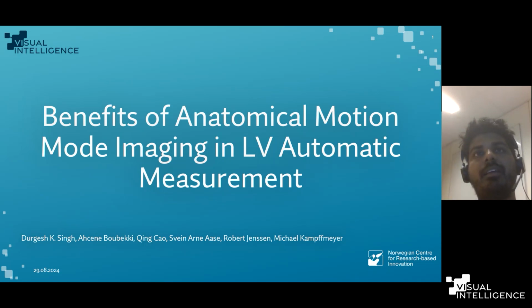But today I'll be presenting some updates, showing some interesting results, some animations, and also discussing future directions and how anatomical motion modes can benefit left ventricle automatic measurements, where the fully automatic V mode has some limitations. So I'll be discussing all these things in detail in this presentation. So let's begin.